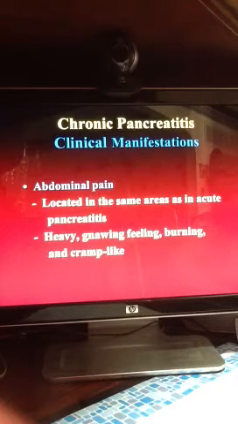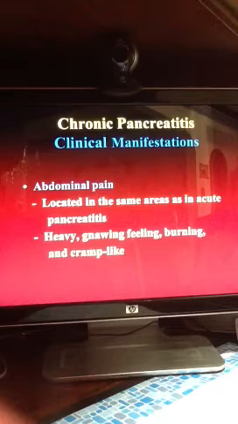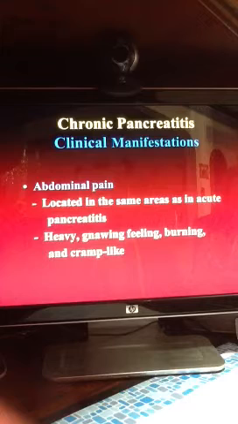Your manifestations are going to be abdominal pain. It occurs in about 95% of patients. It's a deep pain, deep in the upper abdomen, radiating to the back, described as heavy, gnawing, or a burning feeling, lasts for days or weeks. It may disappear for several months, and then it comes back. The pain may become more and more frequent, or as the gland becomes fibrotic and atrophies, the pain may actually subside.